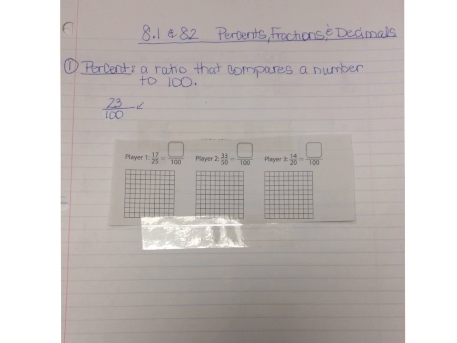All right, so we're going to start out with a definition. And the definition is of a percent. So percent is a ratio that compares a number to 100. And that's what per cent means. Cent stands for 100. So it's per 100. Go ahead and write that definition down and then turn it back on.